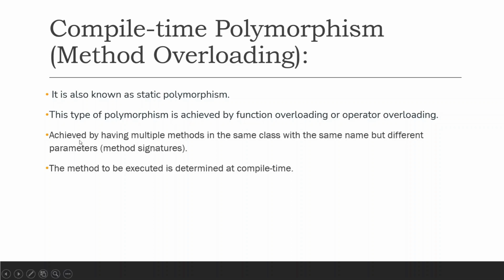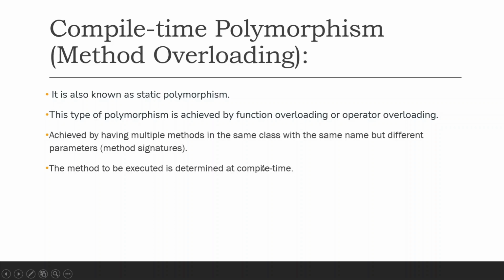It is achieved by having multiple methods in the same class with the same name but different parameters. The method name will be the same but the parameters will be different. You can provide one parameter, two parameters, three parameters, with the same data type or different data types. The method to be executed is determined at compile time, so all the methods are resolved at the time of compilation only.